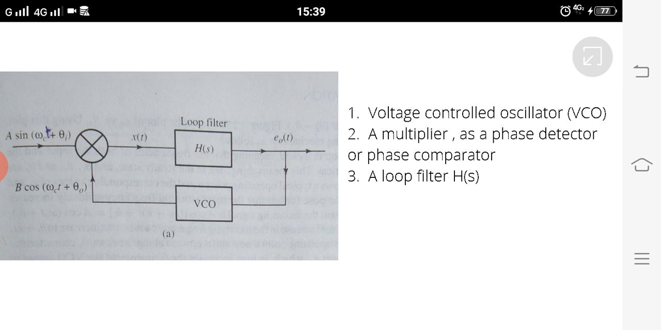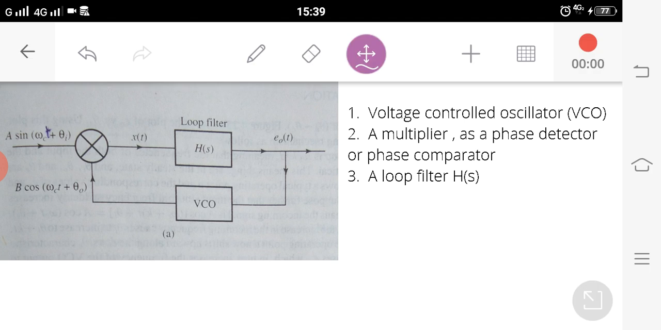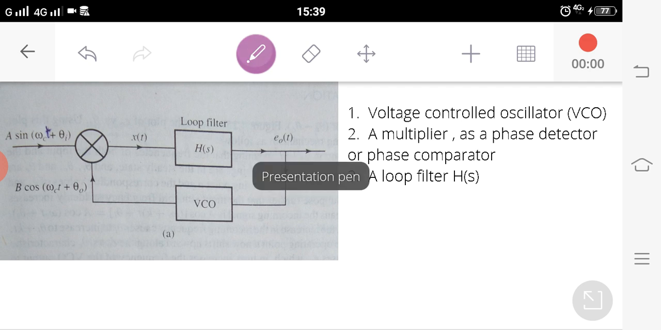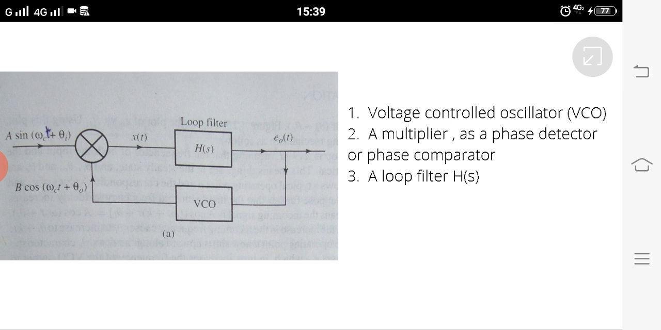Here in this slide, you are observing the block diagram of the phase lock loop, which basically has three components. The first component is the voltage control oscillator. The second component is the multiplier, and the third component is the loop filter H of S.